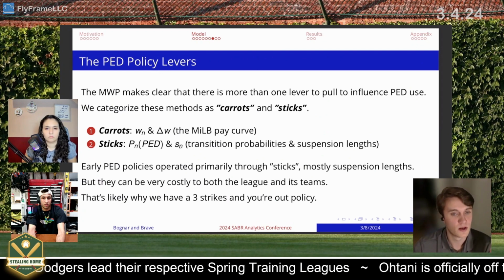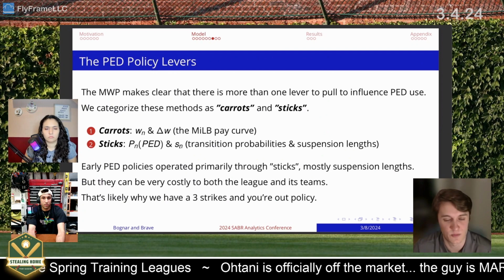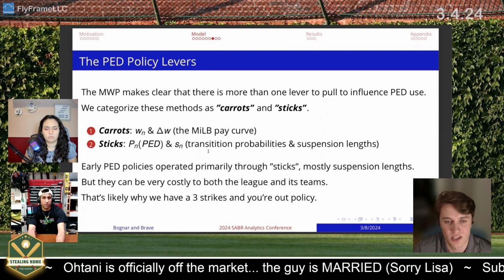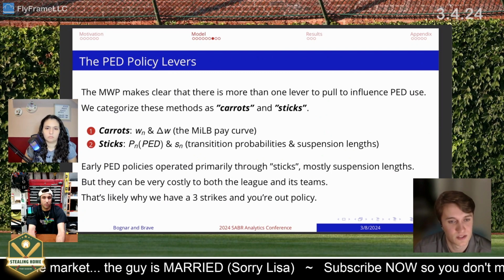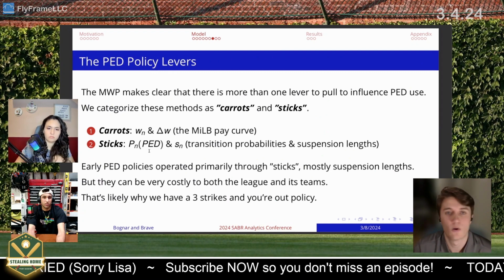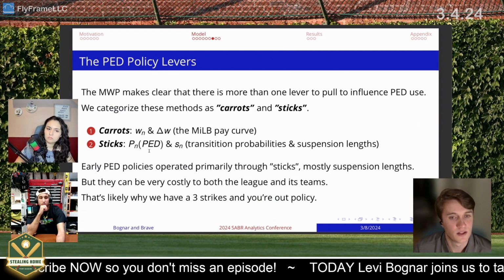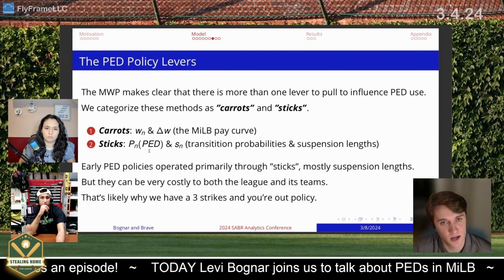Now, early PED policies really focused on the sticks, where throughout the last 2 decades, suspension lengths have just grown and grown. But we've really hit the point where the marginal returns in increasing suspension lengths are decreasing. So the league's not necessarily ready to just keep increasing suspension lengths, because they've already reaped the benefits in terms of PED deterrence from doing this. And so what we're positing, and what Scott posited 4 years ago, was that the next logical thing to do was look at the minor league pay curve.